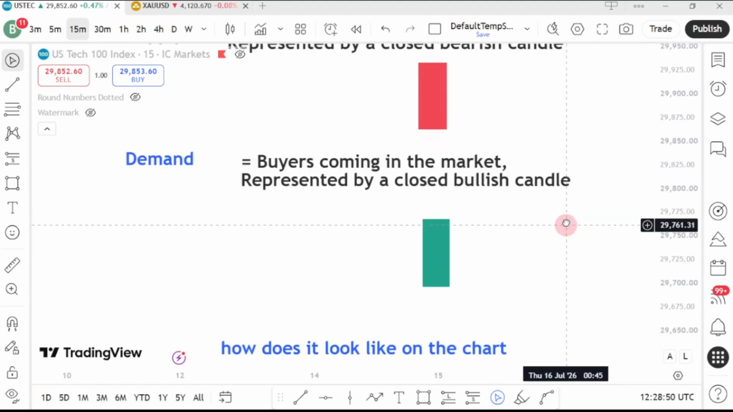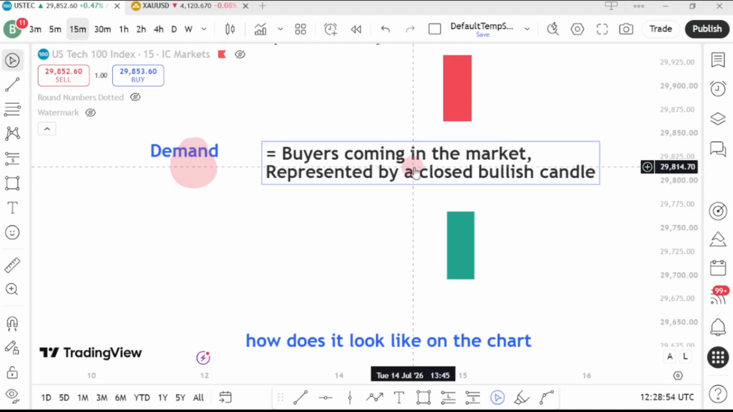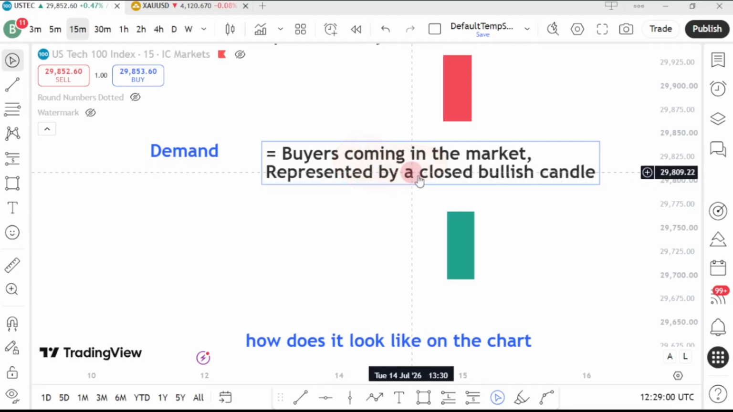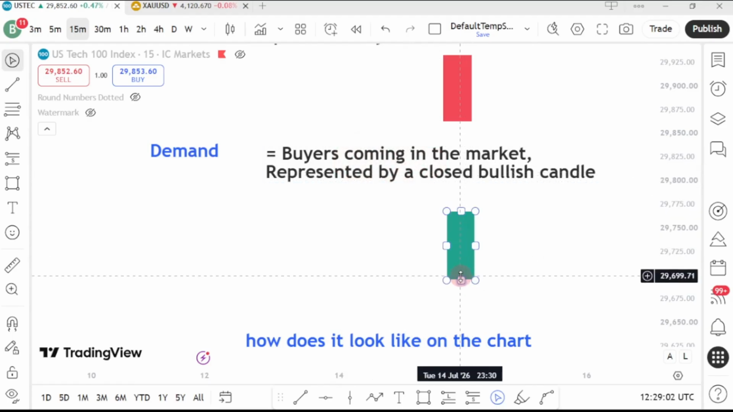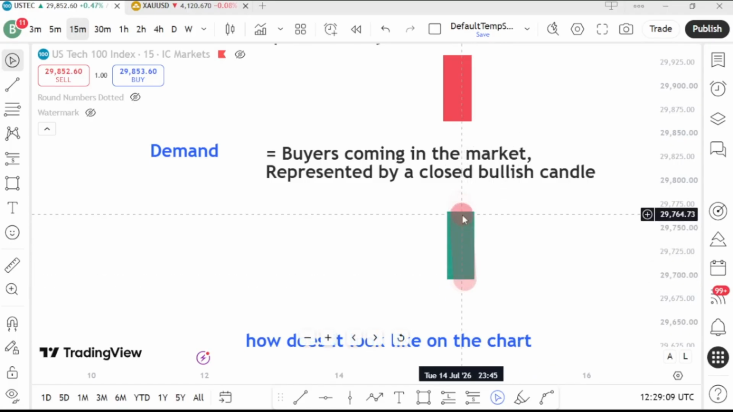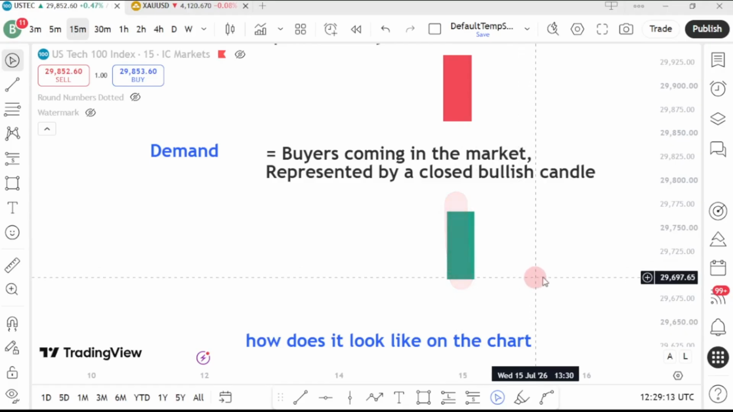Okay, now let's look at demand. What does demand mean? Demand simply means buyers are coming into the market, or buyers are in the market. So when that happens, how is that represented on the chart? It is represented by what? A candle closing bullish. Very simple. So when you see a candle closed bullish, it means that demand is in the what? In the market. All right.